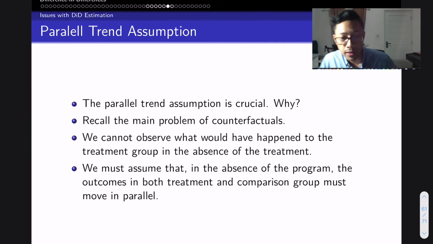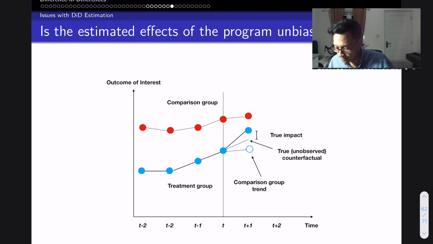So I'm going to provide you with an illustration of what would happen if the parallel trend assumption is not fulfilled. So you have the comparison group illustrated by the red dots, you have the treatment group illustrated by the blue dots. As you can see here, the comparison group is actually trending at a slower rate. So as you can see, the line is actually flatter than the treatment group. So what would happen to the counterfactual?